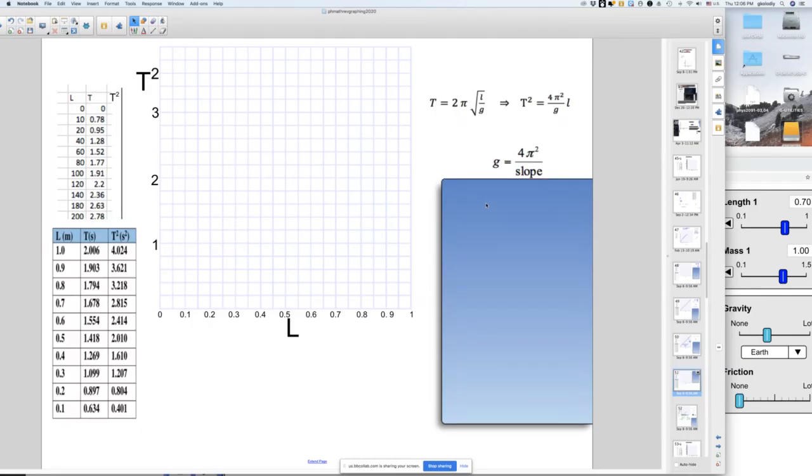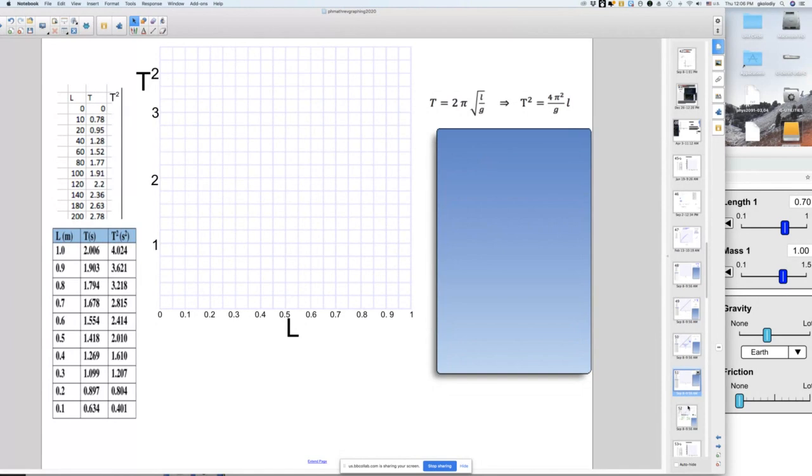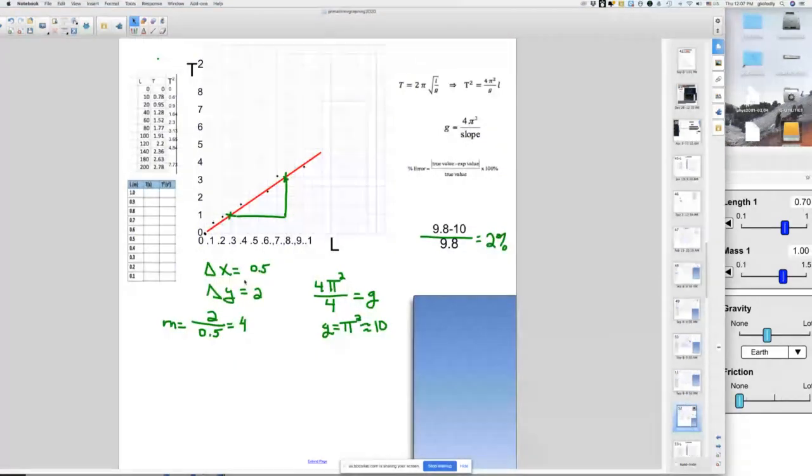Okay. So now we're going to use this equation to calculate what g is. So the slope is 4 for that graph. Therefore, 4 pi squared over g equals the slope. So basically 4 pi squared over 4, which is the slope, equals g. The 4's cancel here. So g is just pi squared.